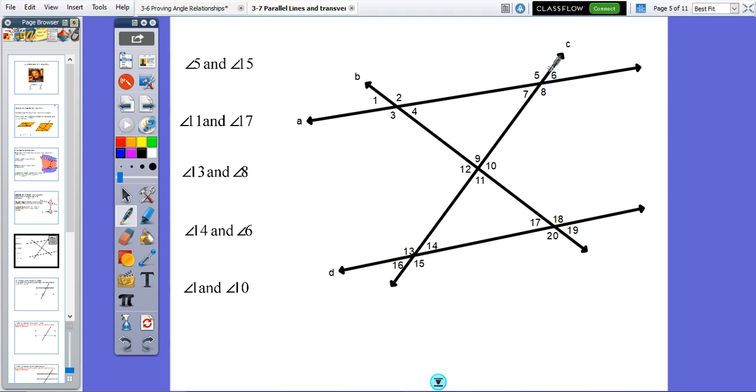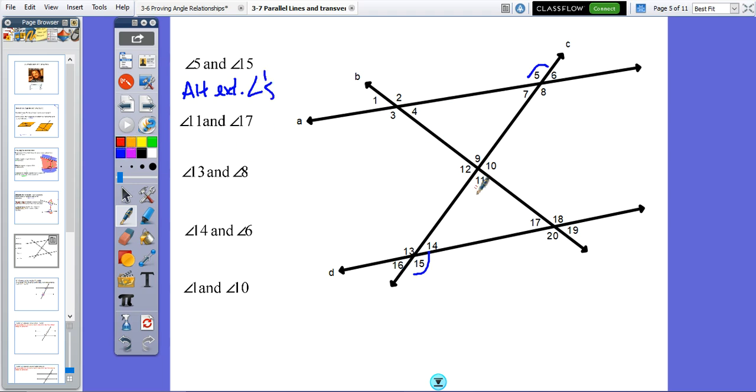So 5, let's look at 5 and 15. This is a group of angles we're talking about, and this is a group of angles. So making C right here the transversal, if you hopefully pay attention, they're alternate exterior angles to each other. Alternate exterior angles. Good job.